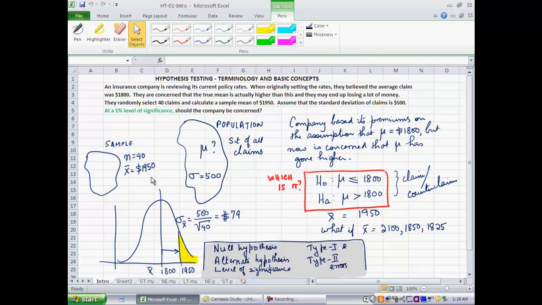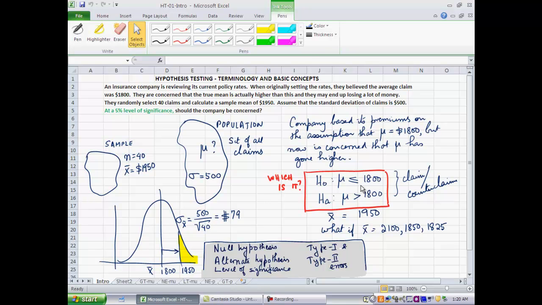So whatever sample statistic you get, you ask yourself the question, would I be seeing such an extreme value in the sample if the null were true as an equality? Okay, so let me repeat that. You ask yourself the question, would I be observing that extreme a value in the sample if the null were true as an equality?